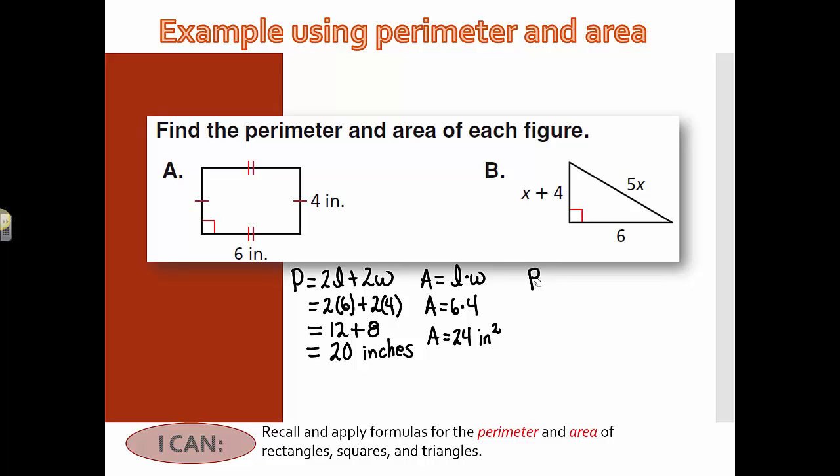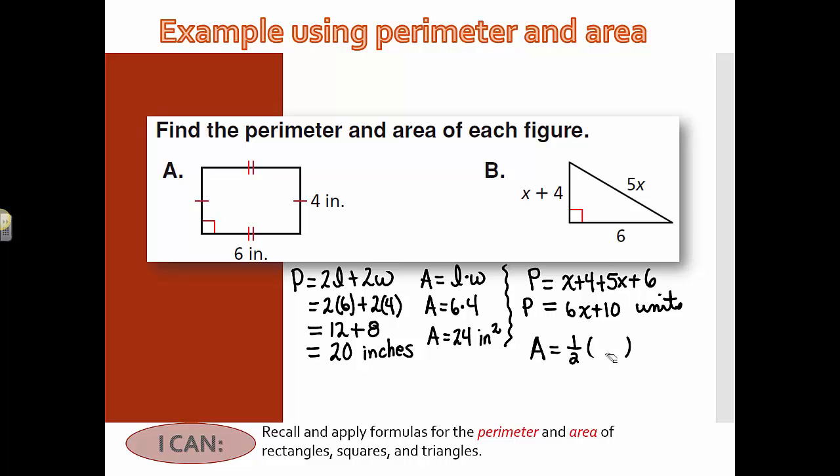So the perimeter is going to be equal to the sum of the three sides, x plus 4 plus 5x plus 6, which is going to give us 6x plus 10, and we don't have units, so I'm going to say units. Be very generic.